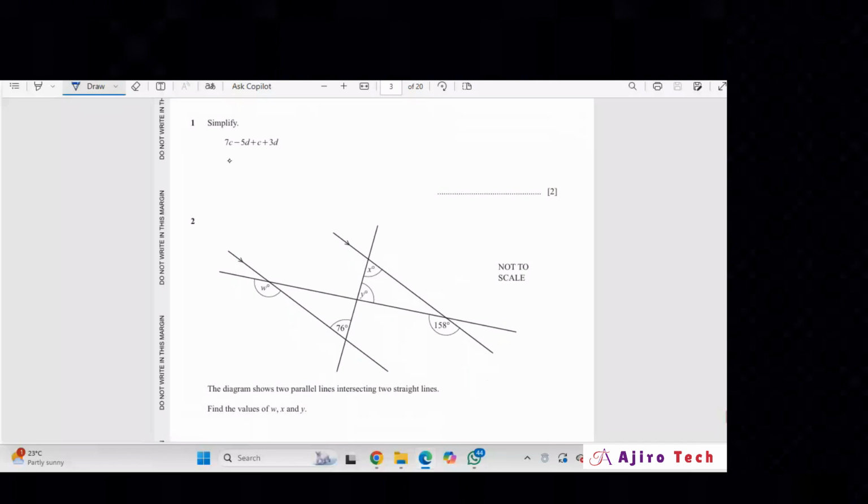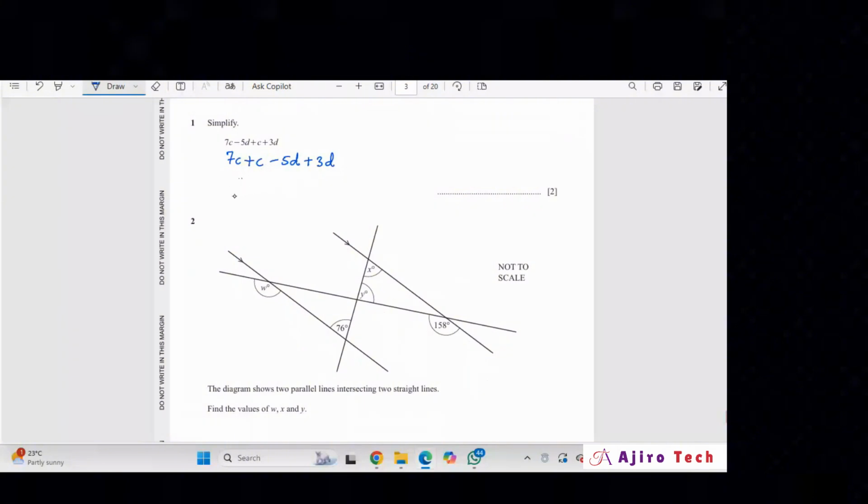So what you just need to do here is rearrange them. That is, the 7c can be together with the plus c. Then you have minus 5d, then we have plus 3d. Now the sign of this one does not change. Why? Because it is not crossing an equality sign. So since they are not crossing an equality sign, the sign does not change.